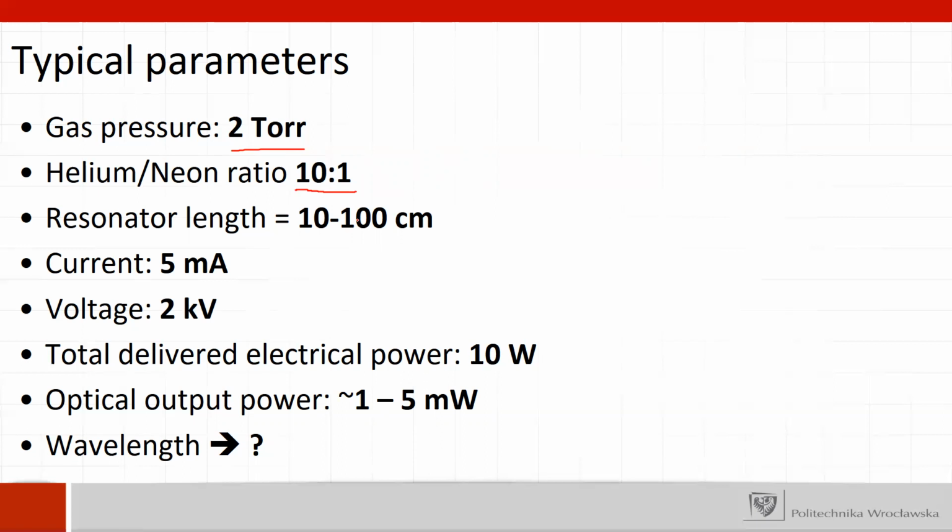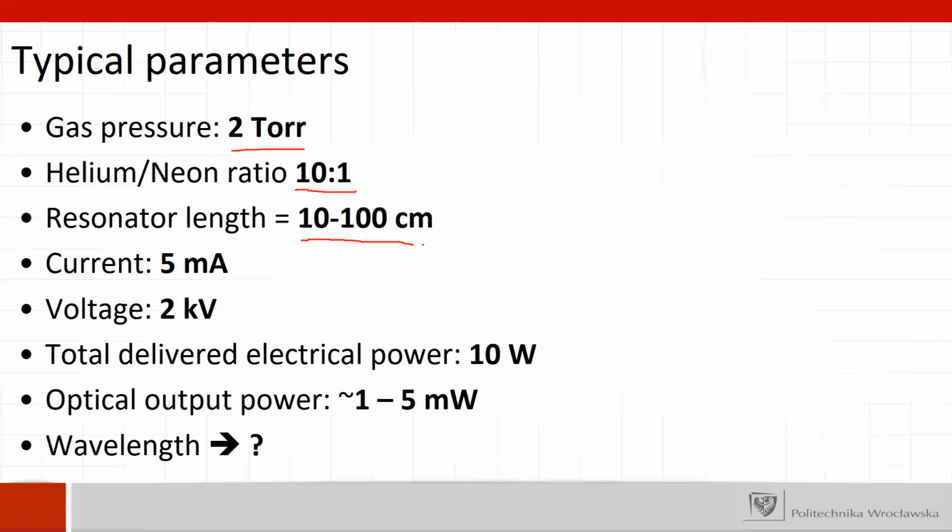A typical length of the resonator is at the level of some tenths of centimeters. This depends on the application and so on. But usually the shortest lasers are at the level of, let's say, 20 centimeters. But you can also buy longer lasers. They usually have a higher power.